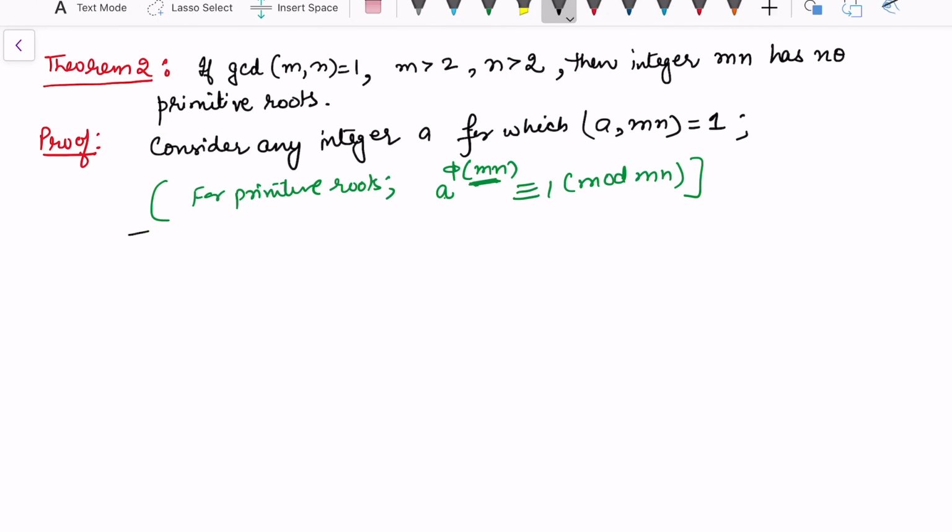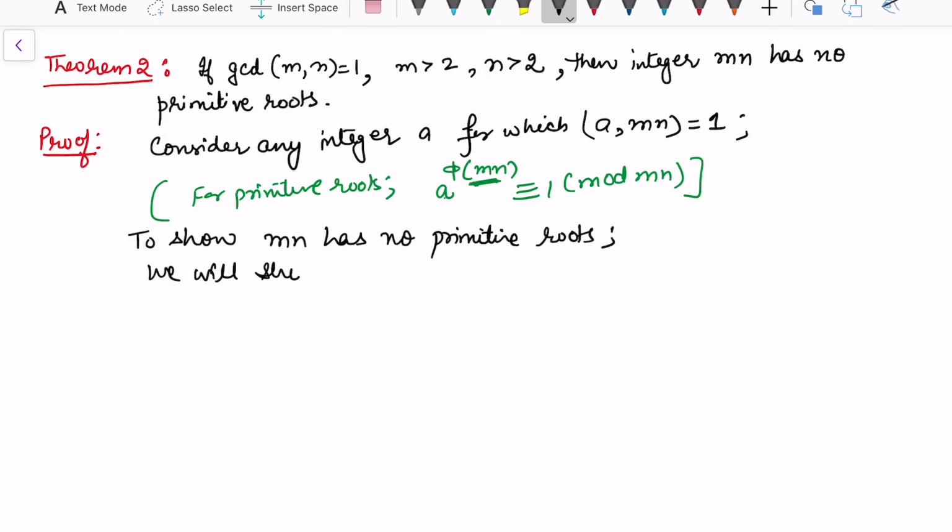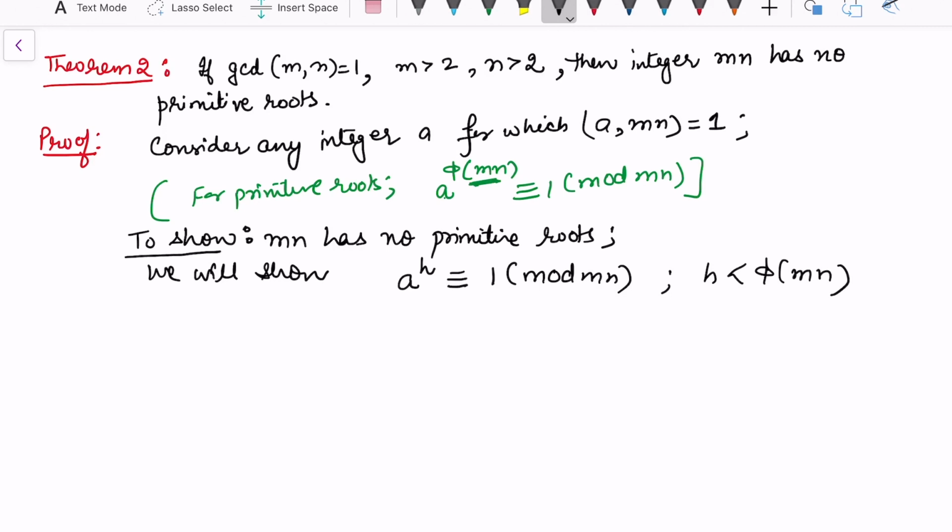So to show mn has no primitive root, we will show a to the power h is congruent to 1 modulo mn and h is strictly less than phi of mn. This is what we will show. Once we can prove this, we are done with our result, and it ensures that mn has no primitive root. Now to do that, let me start again from the given condition.